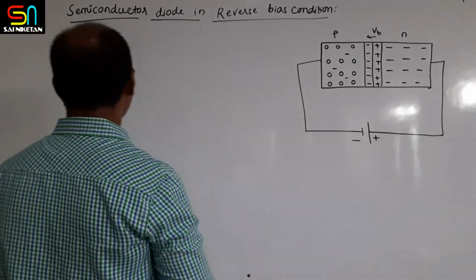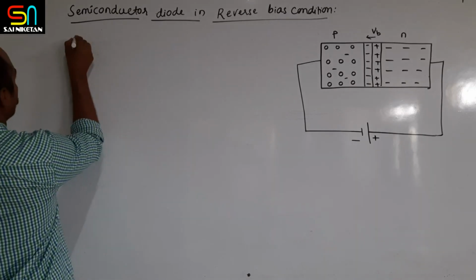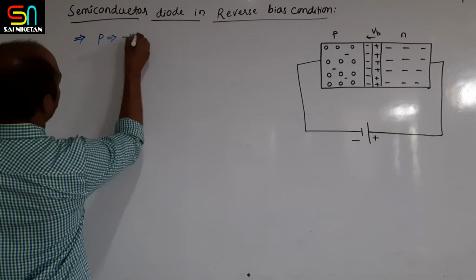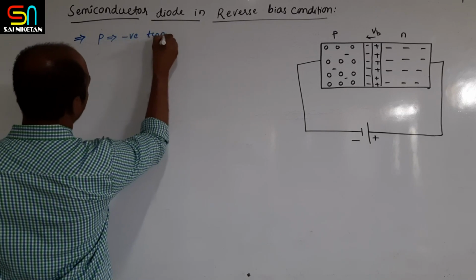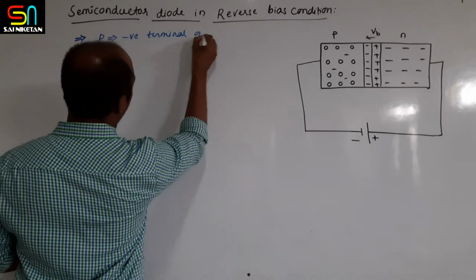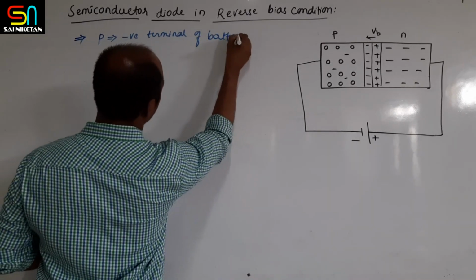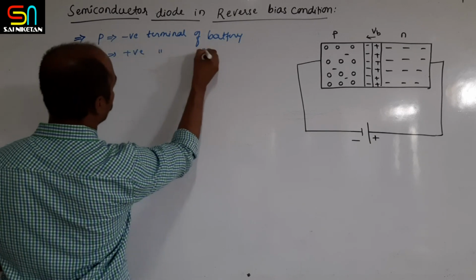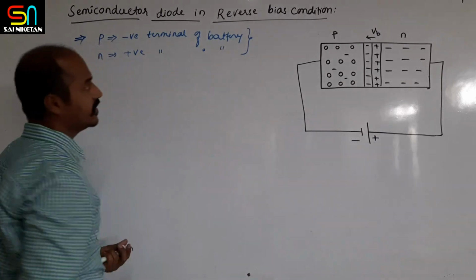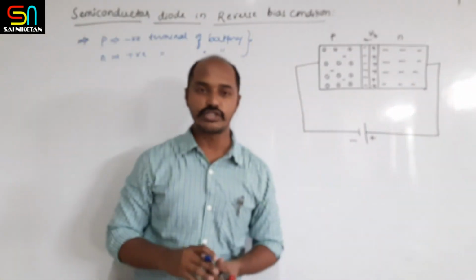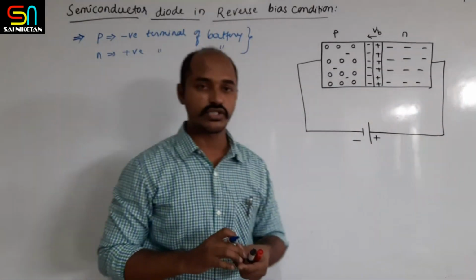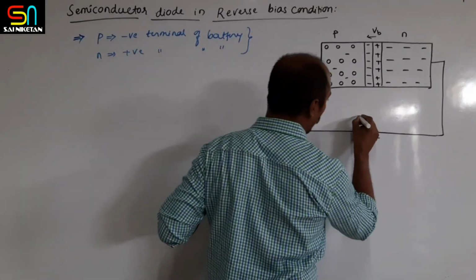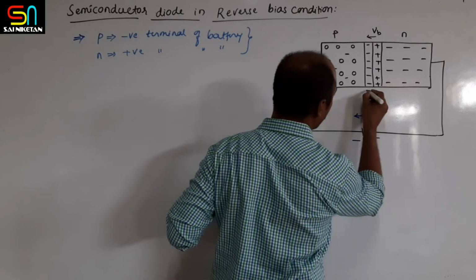So let us write its statement first. P type is connected to the negative terminal of the battery and N type is connected to the positive terminal of the battery. This connection gives the reverse biasing of the PN junction. Now, see here the applied voltage is from positive to negative. Here I am mentioning V.